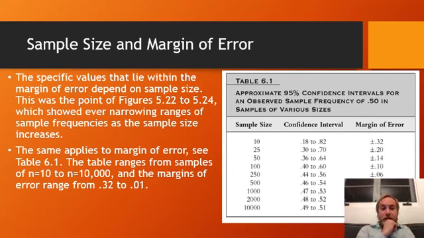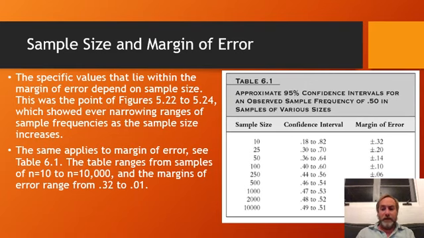The specific values that are going to lie within that margin of error will depend on the sample size. So with a larger sample size, you're going to have fewer values within that margin of error. This was the point of those figures. I don't know if you recall, we took larger and larger samples and you saw the probability of getting the mean came down, but they were all starting to group together.